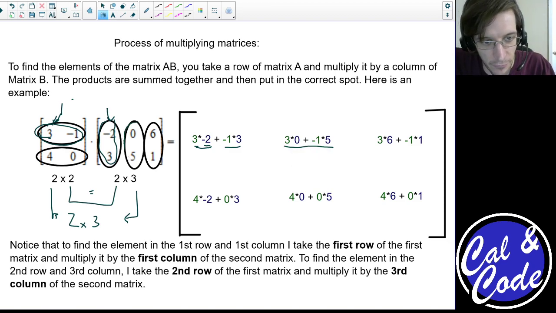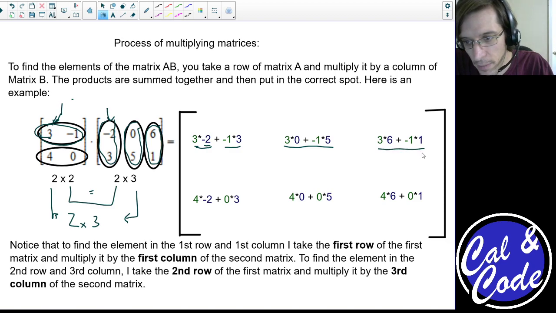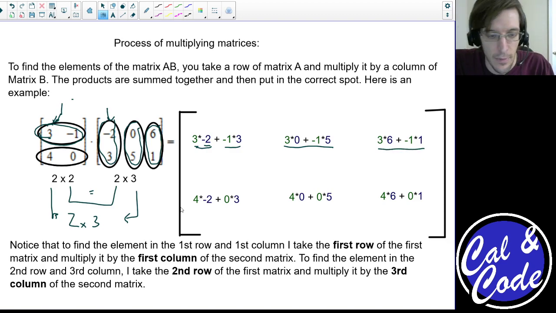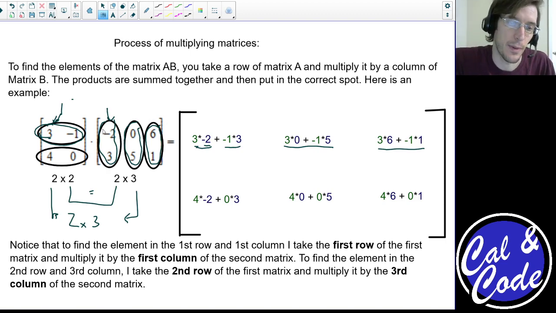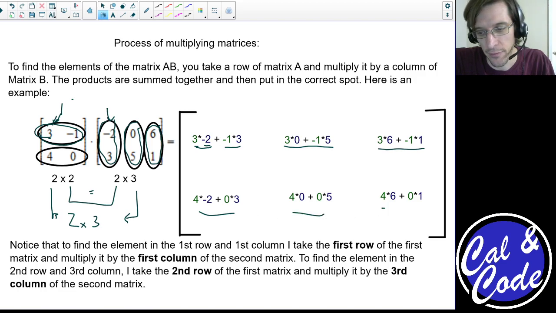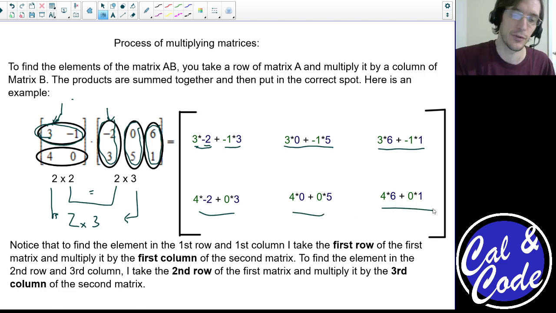Then I'm going to take that first row and multiply by the third column, so the 3 by the 6 and the negative 1 by the negative 1. That's how I get this entry. Now I've done the first row by every single column in the second matrix. So now I'm going to go down to the second row and multiply it by each column. 4 will get multiplied by negative 2, 0 by 3. 4 times 0, 0 times 5. And 4 times 6 and 0 times 1. And we'll add those individual rows and columns up.